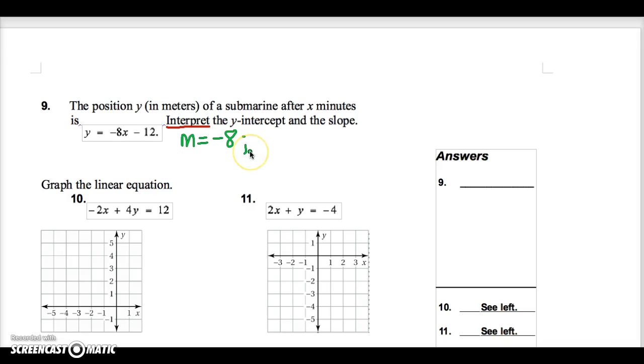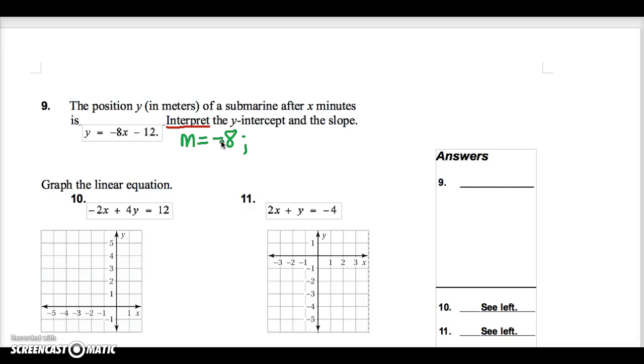And now I need to say what it means. Well, we're dealing with a submarine, and you guys know with a submarine, it's a boat that goes down under the water. So the fact that this is a negative number is telling me that that submarine is going down. Okay, it's getting deeper and deeper in the water.